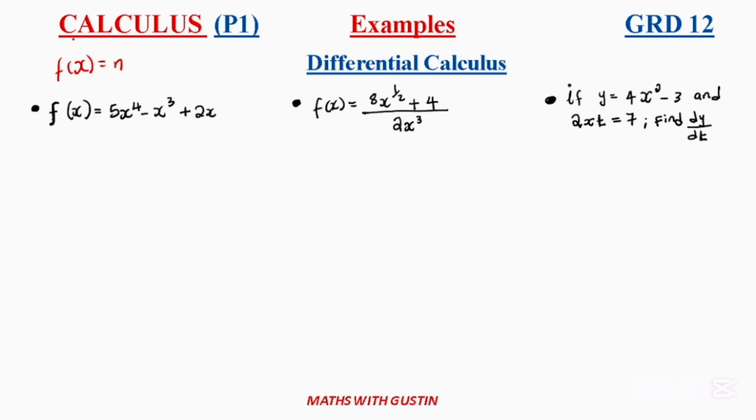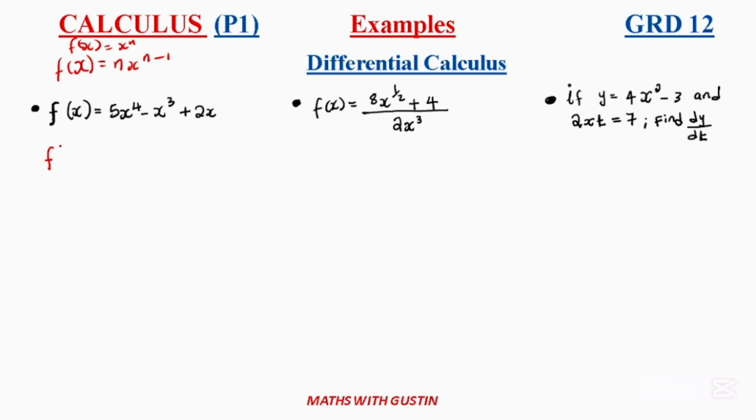If you've got f of x equals x to the power of n, you must drop the n and then subtract 1 from that n that you have dropped. So if you look at question number 1, f of x is equal to 5x to the power of 4 minus x cubed plus 2x. It is in a linear form and there's no fraction, therefore we are ready to take the derivative, right?